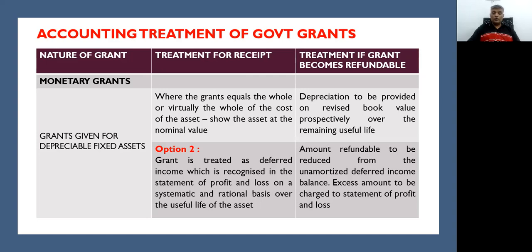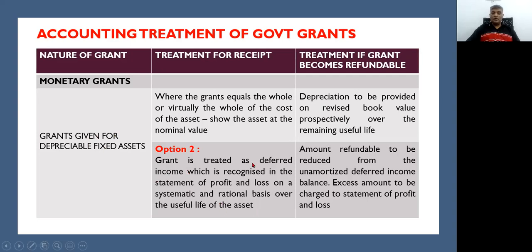What is the option number 2? Especially when the grant relates to a depreciable fixed asset. The second option is, instead of giving a credit to the fixed asset account, we can take it as a deferred income, and then we can recognize it in the statement of P&L on a systematic and rational basis over the useful life of the asset. That is important, because this is a grant which is relating to a fixed asset, right? So we need to consider the useful life of the asset.